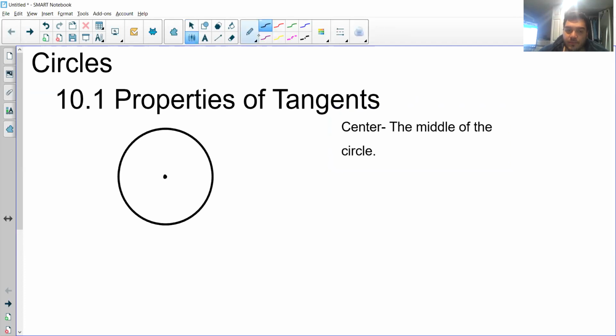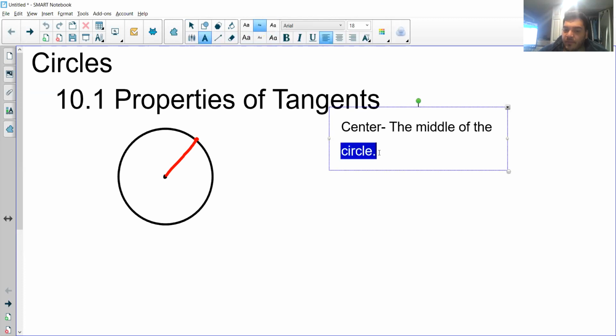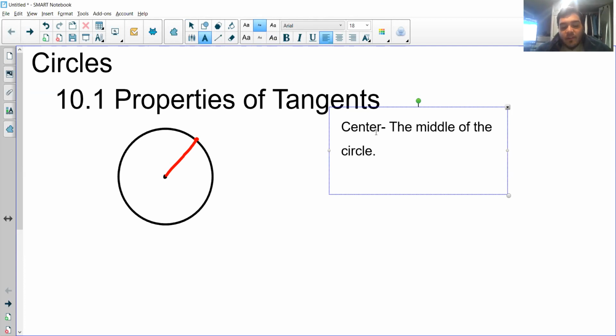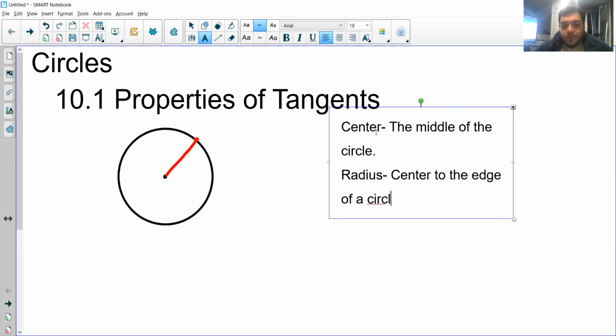But all you need to know is the middle. From here, the center, to the edge of the circle, anyone offhand know that name? Starts with an R. It's a radius. Thank you. It's got to be a radius. So a radius, that's the distance from the center to the edge of a circle. So the radius is from the center to the edge of the circle.